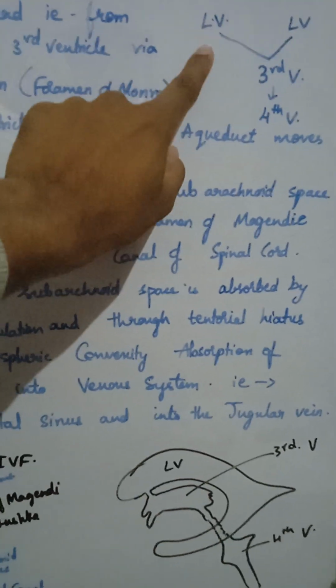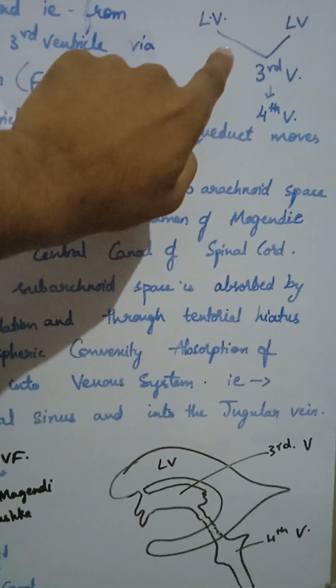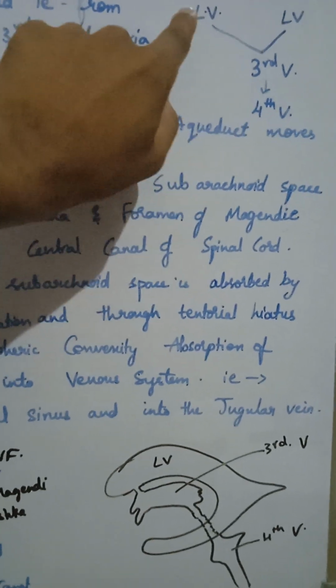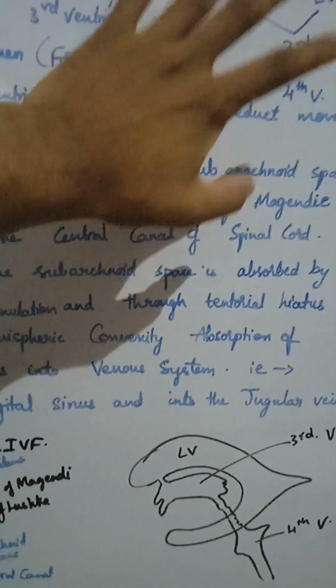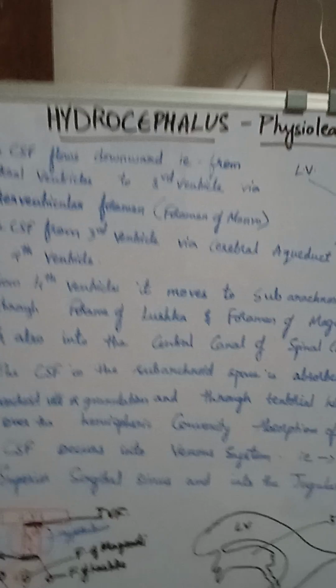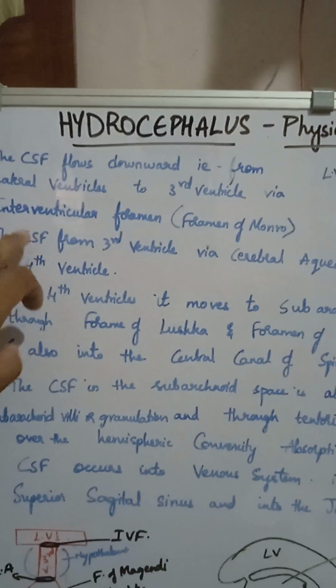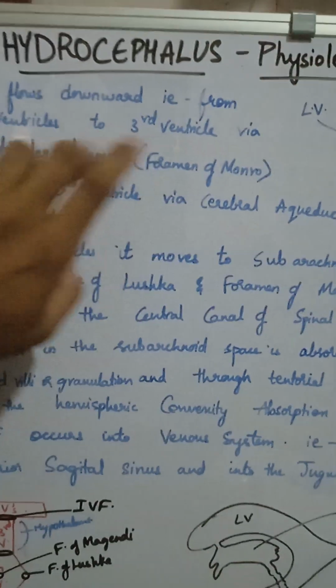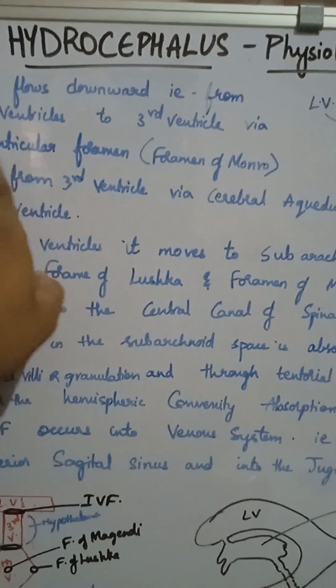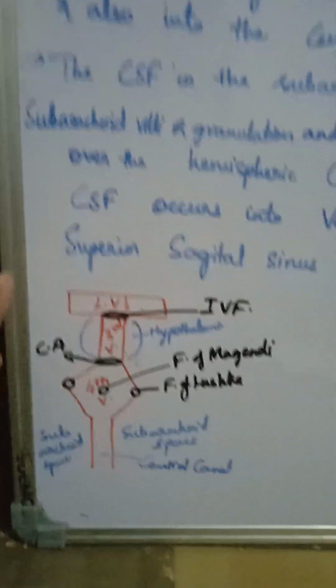I have given you a small diagram. There are two lateral ventricles, one third ventricle and the fourth ventricle. The two lateral ventricles will be draining their CSF into the third, and the third will be draining its CSF to the fourth. From the fourth ventricle it will be going to the brain and spinal cord. So from the lateral ventricles to the third ventricle, it will be going through the interventricular foramina. So here I have given you a diagram.